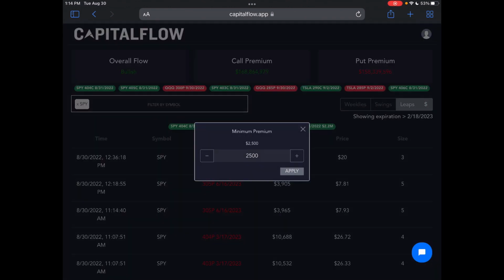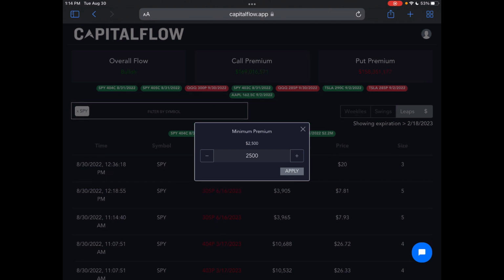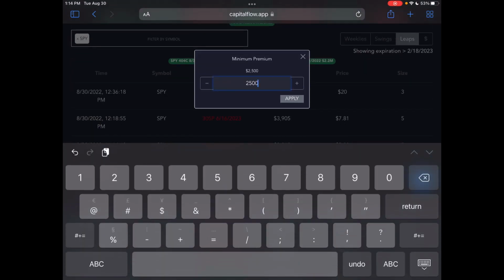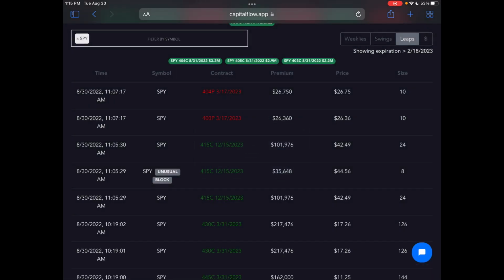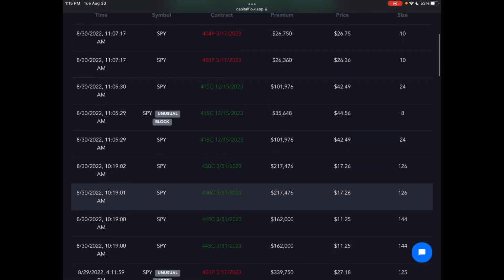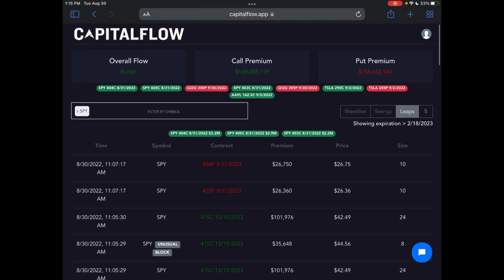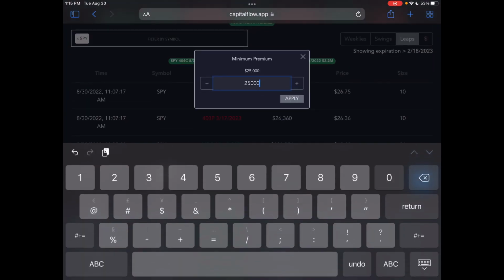Lastly, we have this dollar sign, which is going to be the minimum premium filter. So this is actually going to allow you to filter out orders below a certain number. So it's going to default you at 2,500. But say you only want to see orders where someone spent $25,000 or more. You can up the minimum premium to $25,000, and now you're not seeing any orders below $25,000 spent. You can do 250,000, 2.5 million, whatever you want to filter out as far as those cheaper orders.